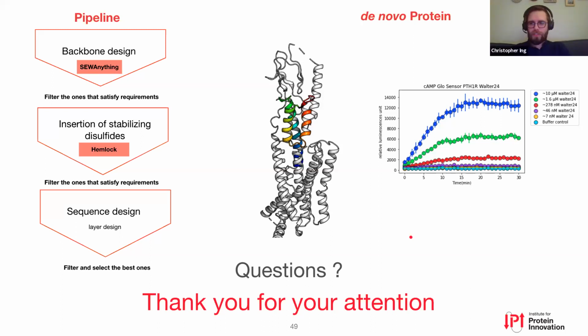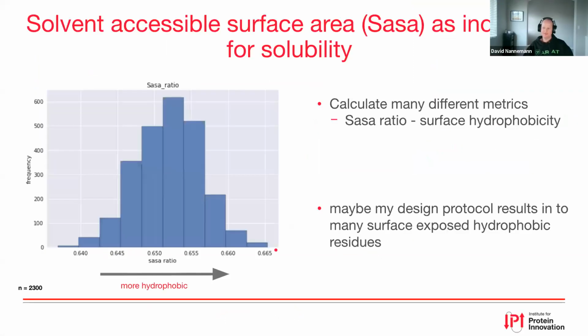Yeah, Ben, I have a quick question. Are you able to rationalize the bad Walters? Look back at some of those sequences and use some old-fashioned metrics like number of hydrophobics or hydrophobic surface area, or for all these reasons why they might just not be expressing or insoluble.